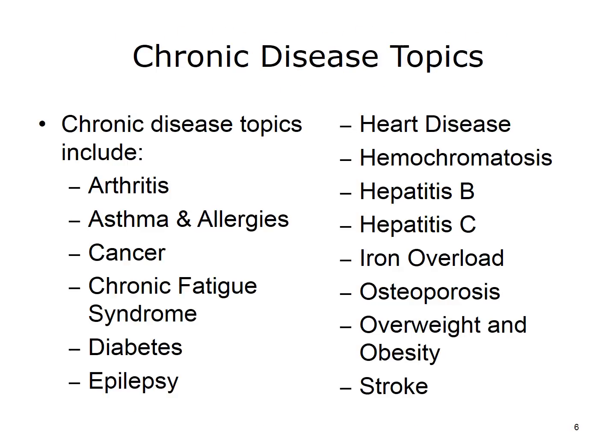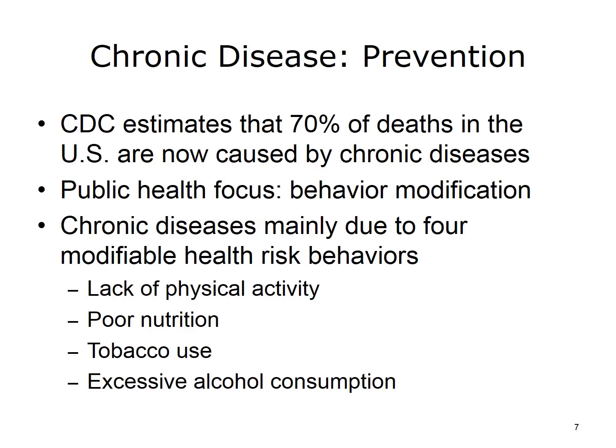This listing of chronic disease topics illustrates the wide range of conditions that fall into the chronic disease category. CDC estimates that 70% of deaths in the U.S. and 86% of healthcare costs are attributable to chronic diseases. Public health's efforts at prevention are mainly focused on behavior modification. The modifiable behaviors being targeted are physical activity, nutrition, tobacco use, and alcohol consumption.